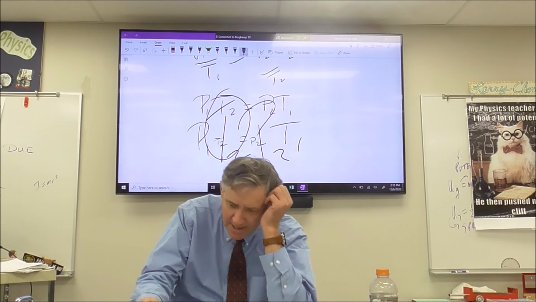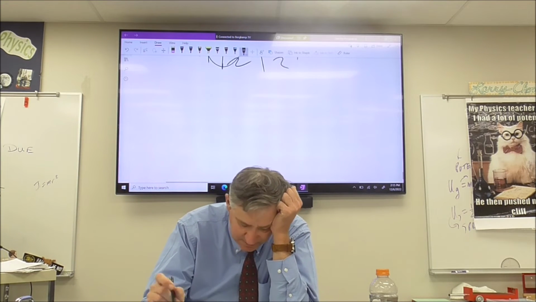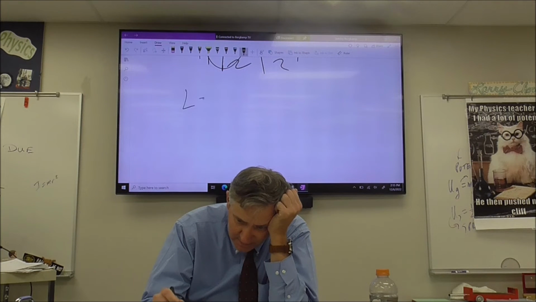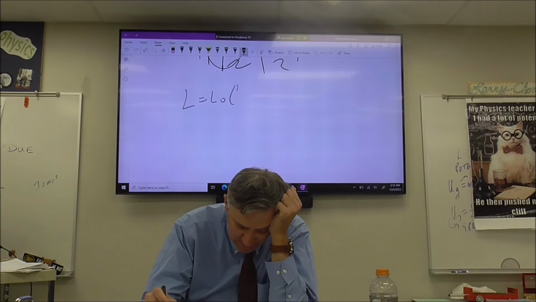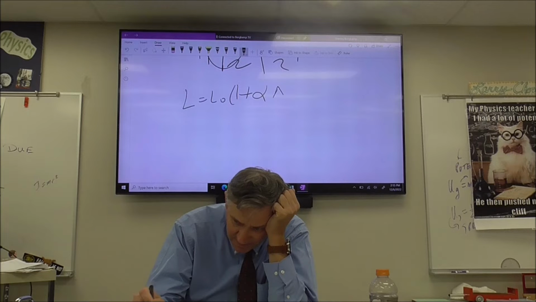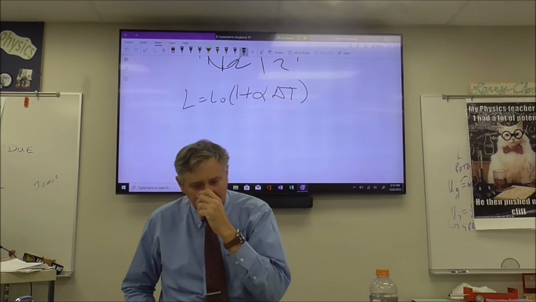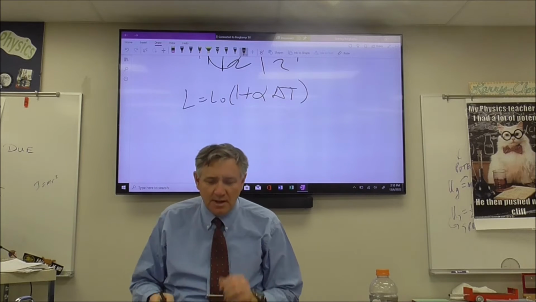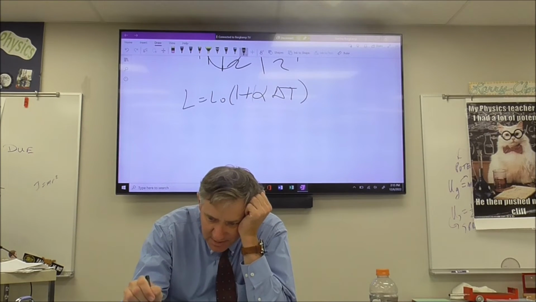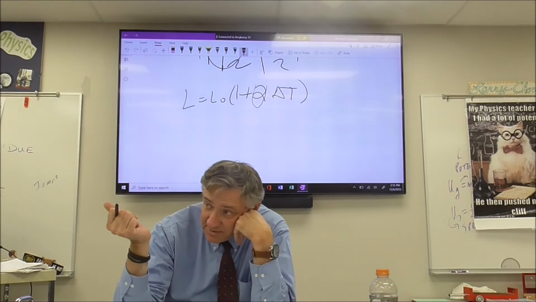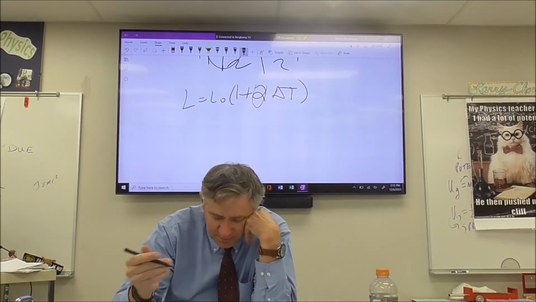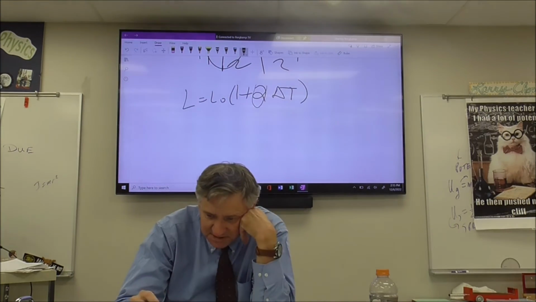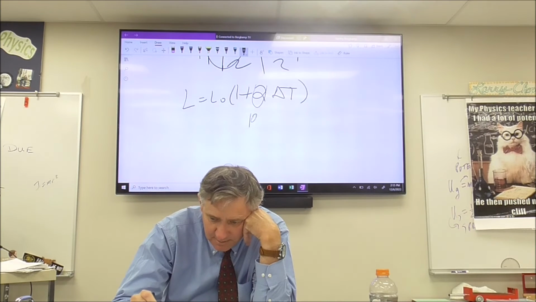So if you look at this equation, L equals L naught times 1 plus alpha delta T. This is why the units work out like they do. So this alpha is that coefficient of linear expansion. So if, let's say, for example, you have brass, this is what we just did. Okay? So it's not angular acceleration?